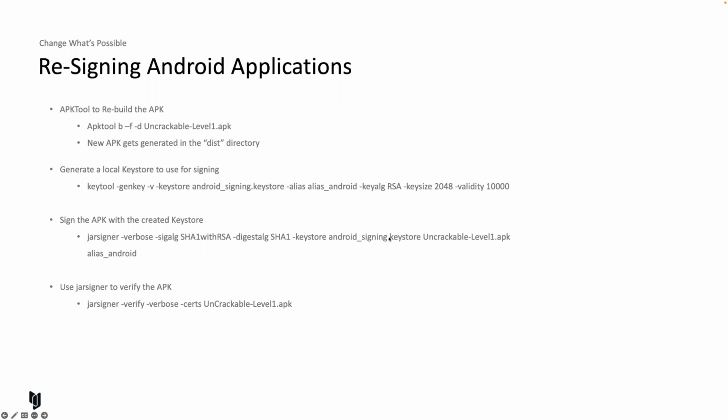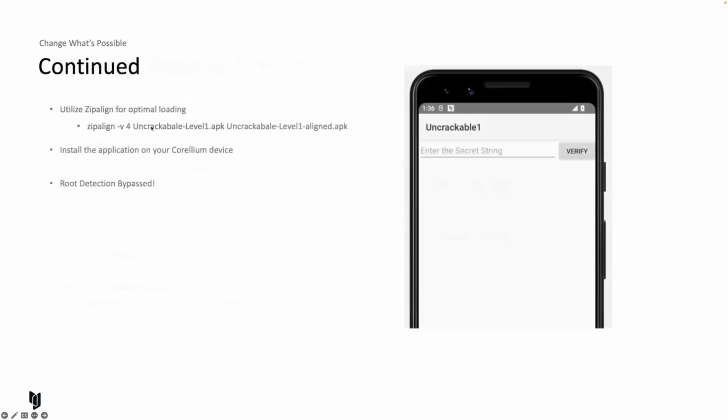So you are calling that Android keystore again. Make sure if you change the name, you're changing it here as well, and the alias. And then you would use jarsigner to verify the APK. And then lastly, you use zipalign for optimal loading, to make sure everything's going to work on every device. And then you would just install it.